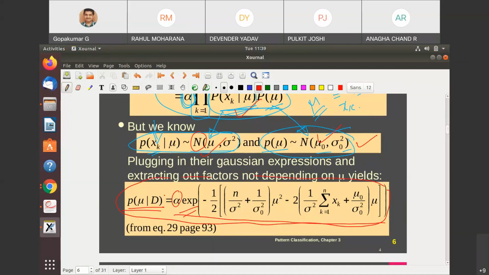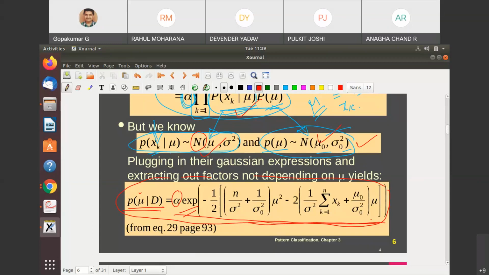Further, we will also see constants which are not having any term of mu. We will put all of them into some constant, because that is not interesting and not influencing the probability value. They are going to be some normalization form, so we can just ignore them. So this is actually the equation that you will get.